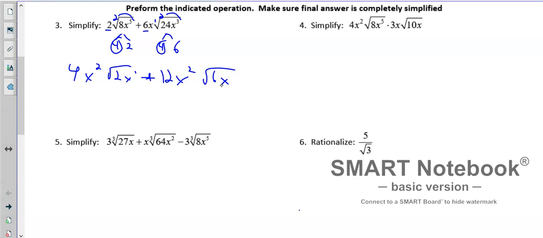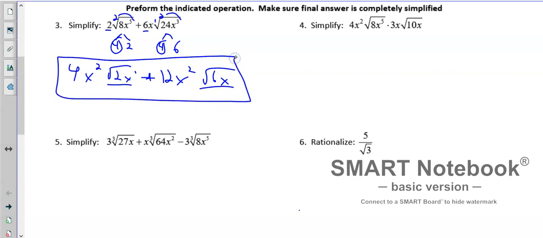And at this point, even though we broke it down, they still will not add together because these are different. So if they were both square root of 2x, we could add them. If they were both square root of 6x, we could add them. But we're done. We stop. We don't write 8x, square root of 8x. You can't combine them. You stop. We're done.